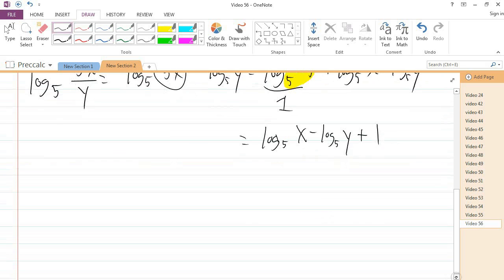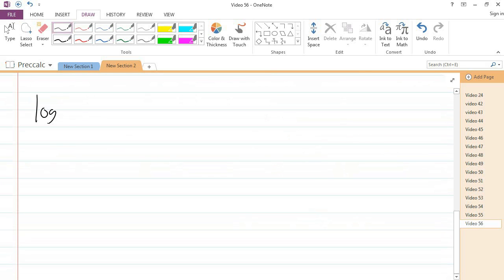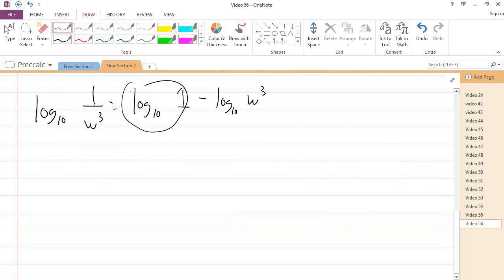Let's take a look at another example. Let's take log with 10 as a base of 1 over w to the third. This is division, so log 10 of 1 minus log 10 of w to the third. Log of 1 is always 0, so this is just going to be negative log 10 of w to the third. And that exponent I can move out in front of the log, so I have negative 3 log of w.